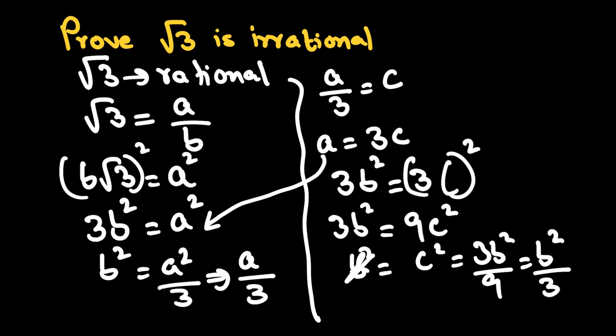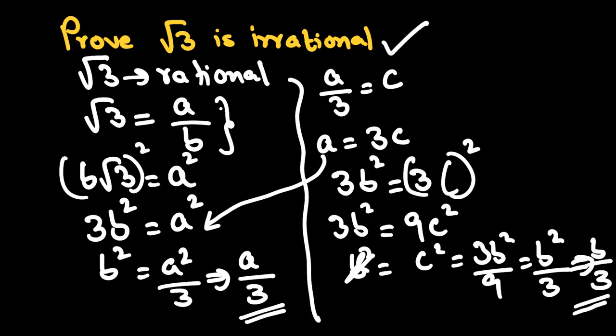That means b squared is divisible by 3, which implies that b is also divisible by 3. Now observe over here, a is also divisible by 3, b is also divisible by 3. That means a and b have a common factor 3 other than 1. But we assumed that a over b were co-primes, which is contradictory to our assumption. Therefore, root 3 is irrational. Hence, we have proved it by this method.